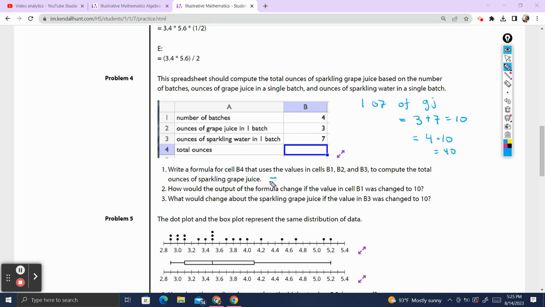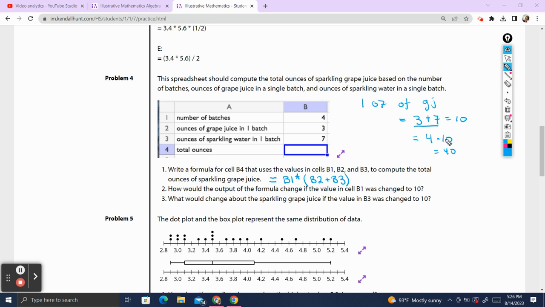For our formulas, we always start with our equal sign. So it's going to equal, now we're going to multiply the value of B1, because B1 is how many batches we have, times the number of ounces in B2 and B3, what we added. So times B2 plus B3. And that gives us a formula, which will compute the total number of ounces of sparkling grape juice that you will make. How would the output in the formula change if the value of B1 was changed to 10?